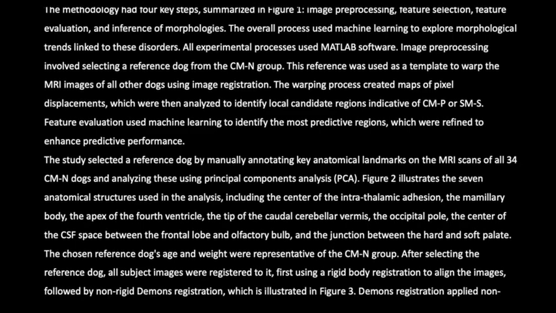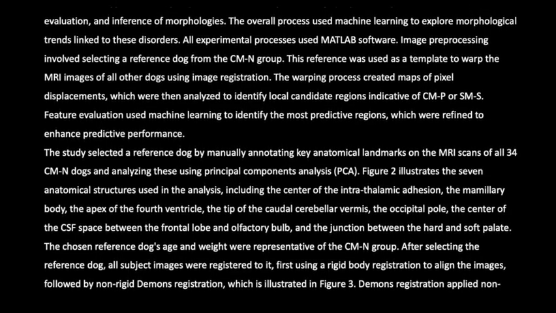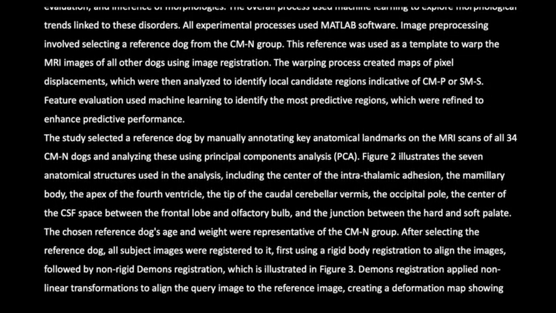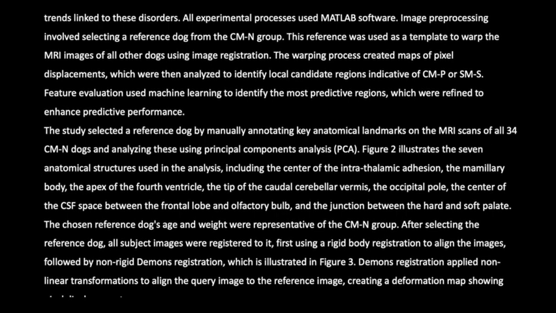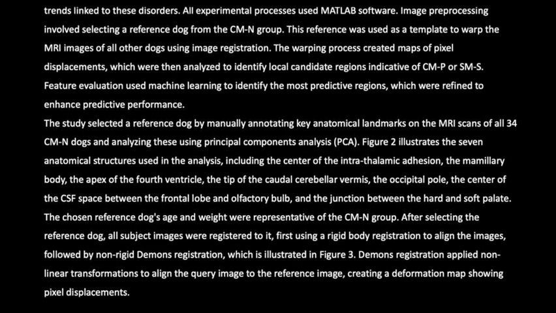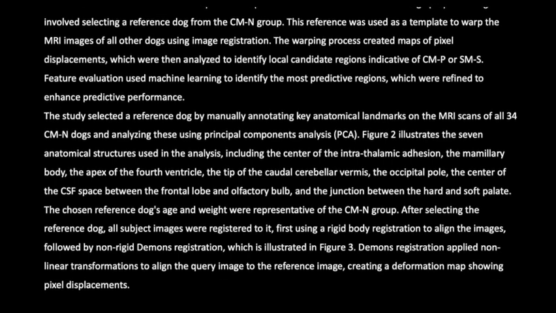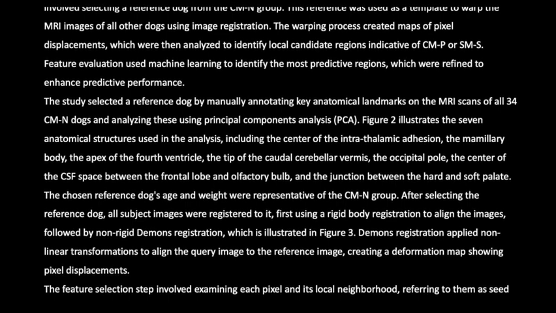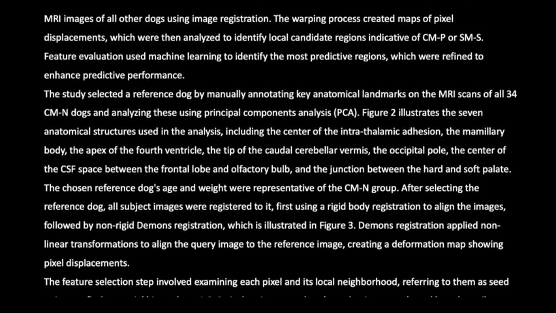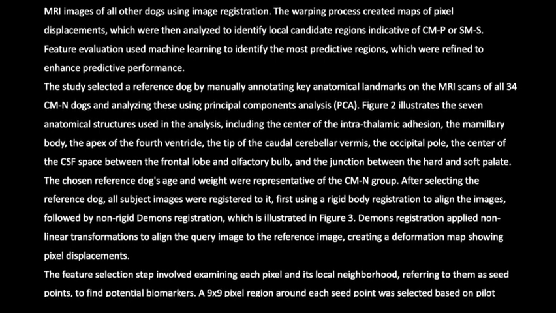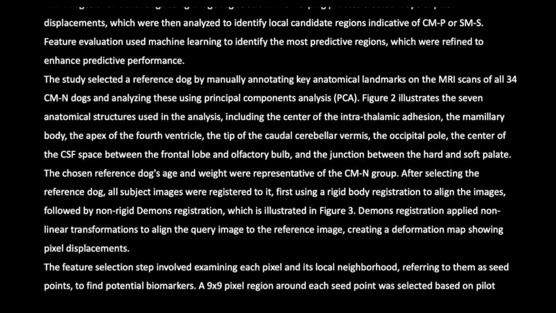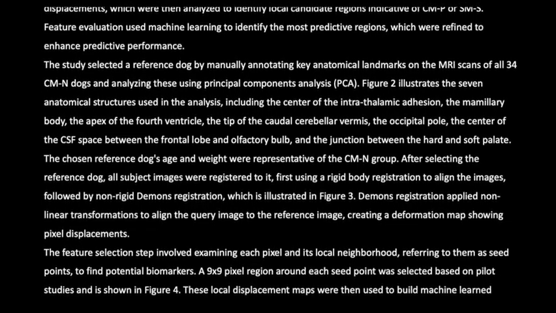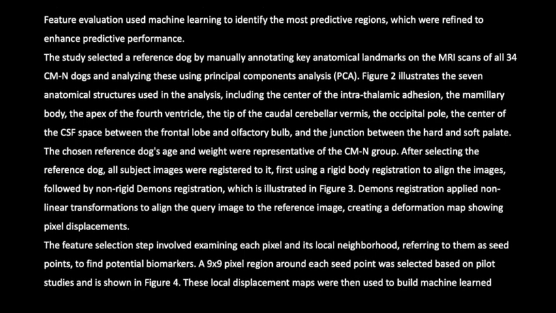The study selected a reference dog by manually annotating key anatomical landmarks on the MRI scans of all 34 CMN dogs and analyzing these using Principal Components Analysis, PCA. Figure 2 illustrates the 7 anatomical structures used in the analysis, including the center of the intrathalamic adhesion, the mammillary body, the apex of the fourth ventricle, the tip of the caudal cerebellar vermis, the occipital pole, the center of the CSF space between the frontal lobe and olfactory bulb, and the junction between the hard and soft palate. The chosen reference dog's age and weight were representative of the CMN group.